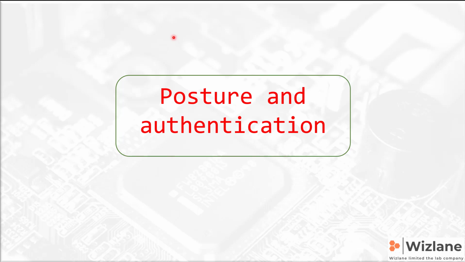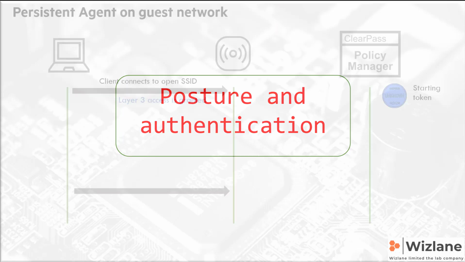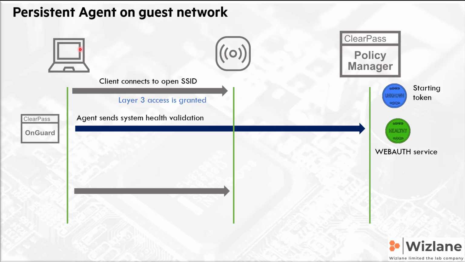Now I can take this one step further by incorporating my token that is generated in the authentication. So simply speaking, if you have decided to install the agent on the client, say for example for guest access, the communication between the agent and ClearPass needs to be based on IP, meaning layer 3 communication. So when the client has got an IP, then that agent is able to communicate with ClearPass.